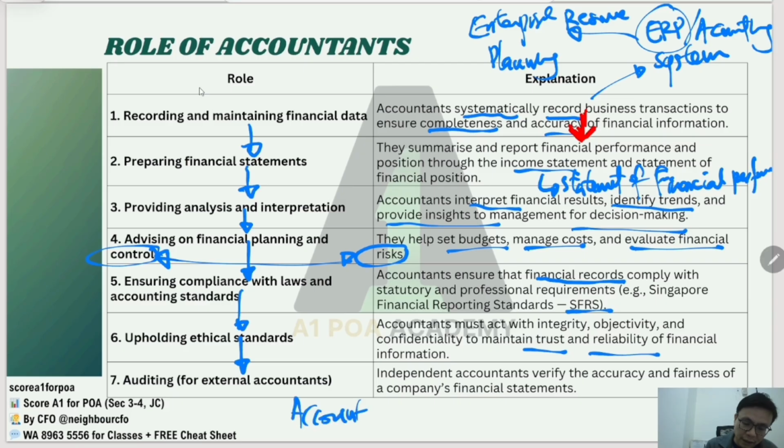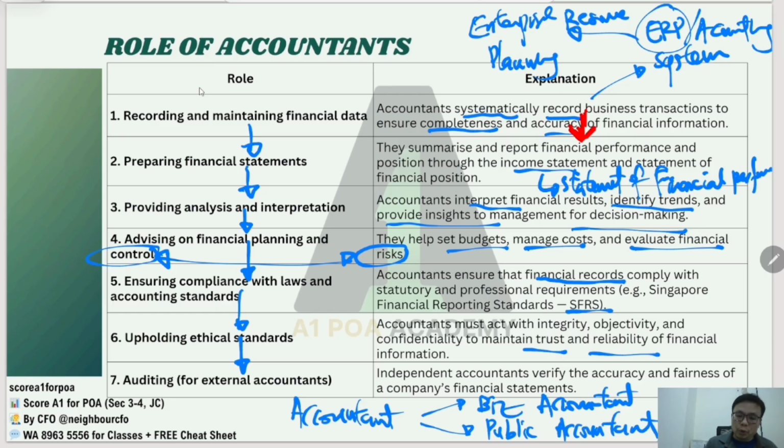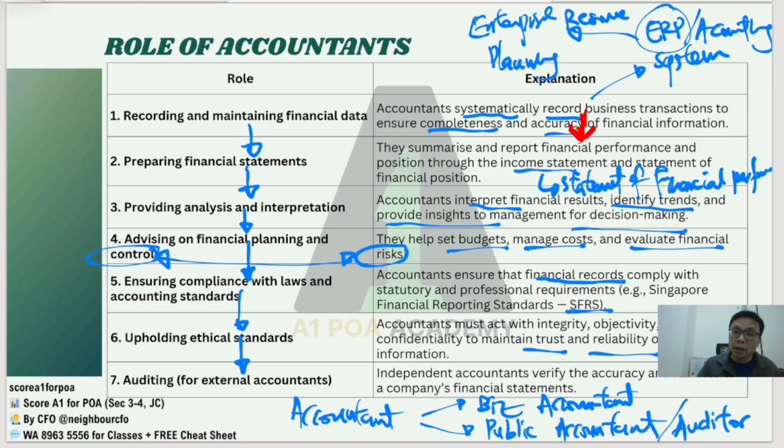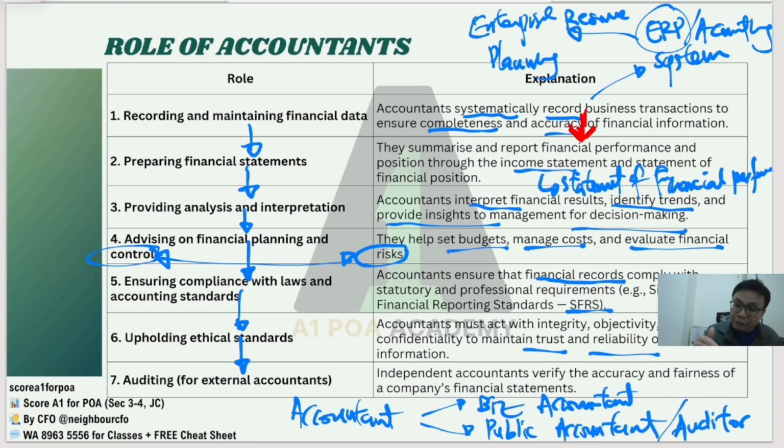We have the business accountant. Me, myself, I've been a business accountant for the past 29 years. We also have the public accountant. The public accountant, we call them the auditor. These are the independent accountants who are trained to be able to verify the accuracy, the reasonability, and the fairness of a company's financial statement.